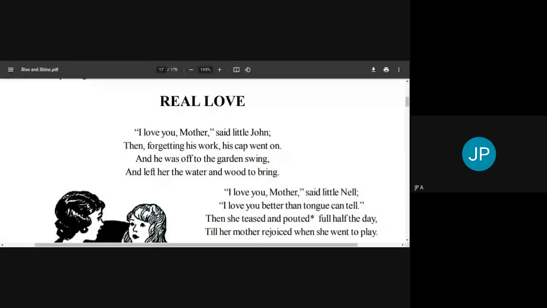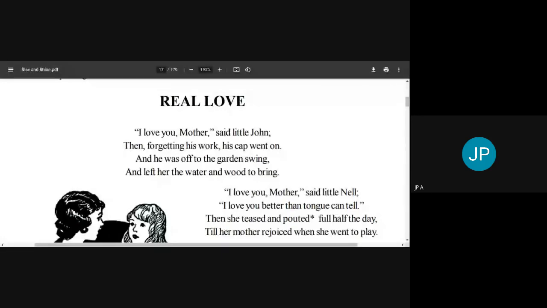Is my question understood? This child is telling that he loves his mother, but after telling that, he is going to play, where the mother is left to do all the work. Does the child love the mother? Does John love his mother? Yes. Thank you for those responses. So many people are responding yes.